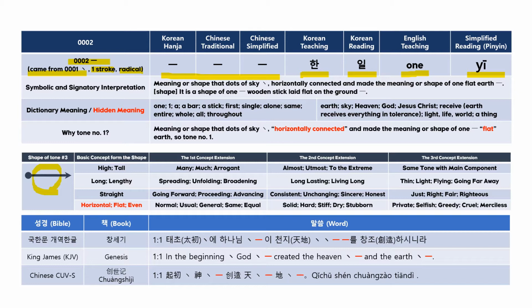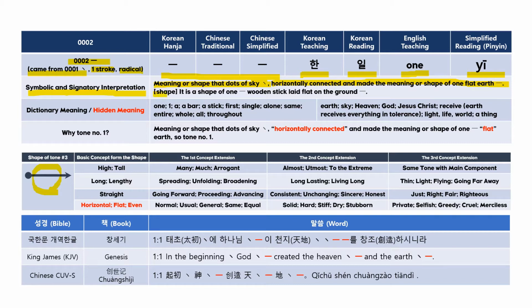And the symbolic and signatory interpretation of 1E: it's the meaning or shape that dots of sky, do you remember the hidden meaning of dot? It was sky. Dots of sky horizontally connected and made the meaning or shape of one flat earth. This is the symbolic analysis of this character.